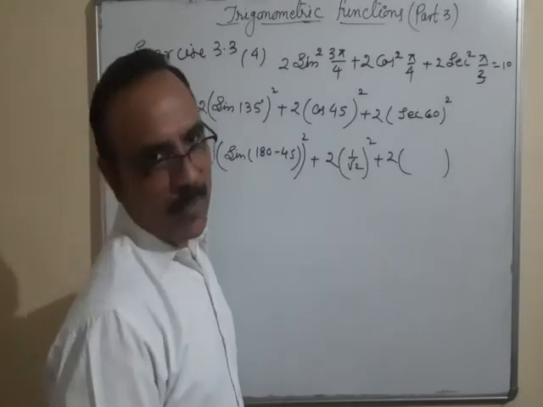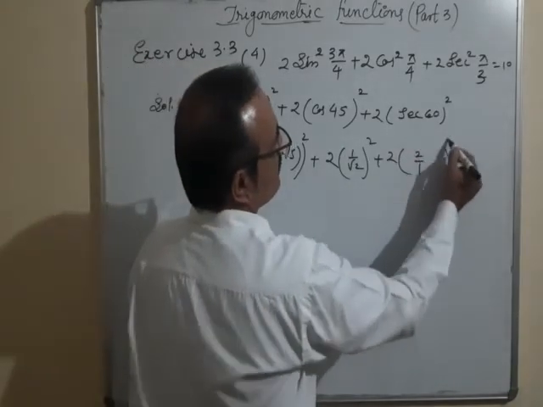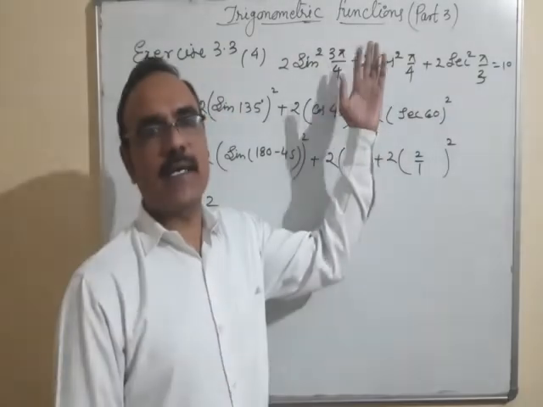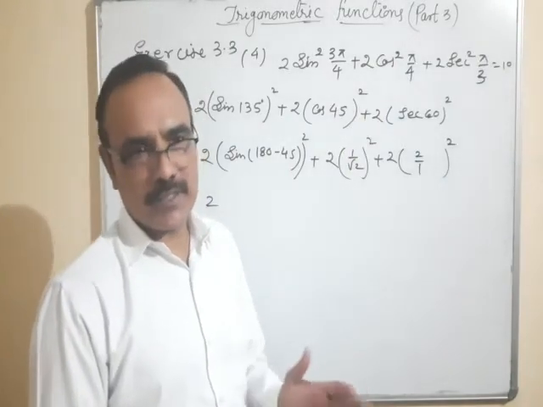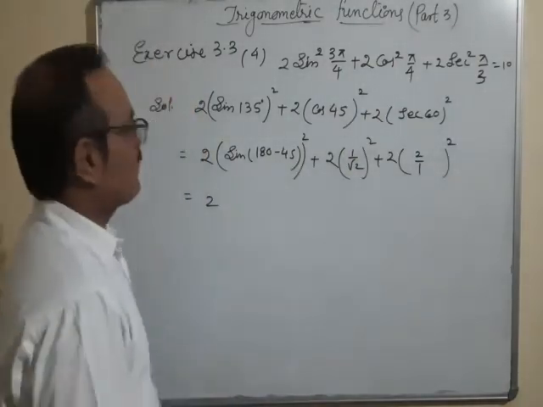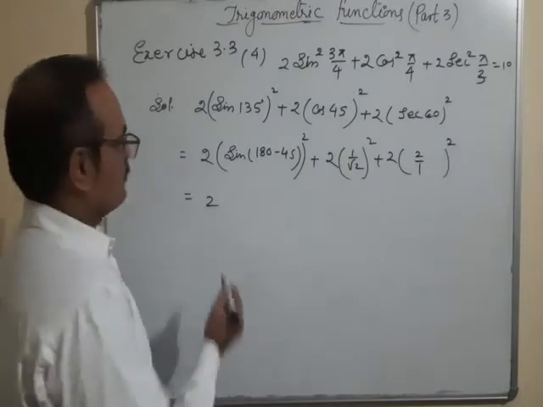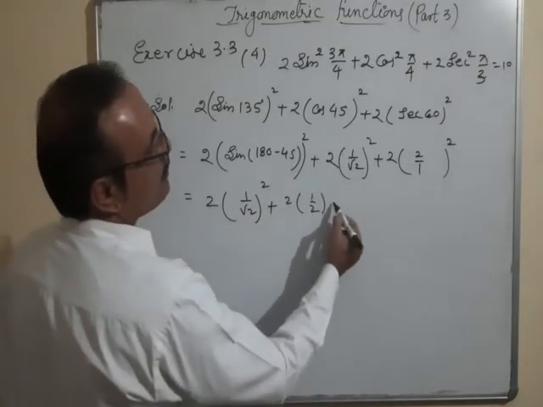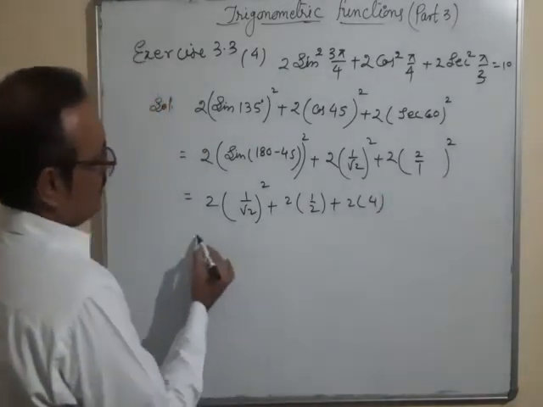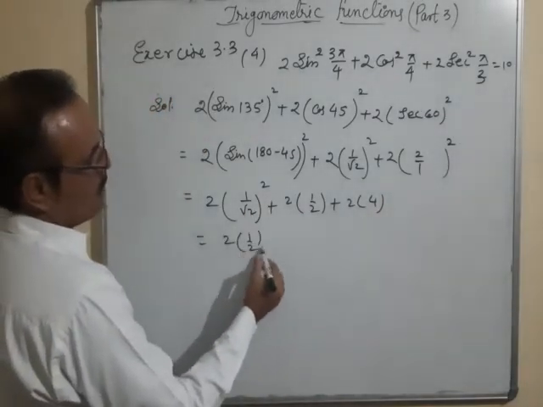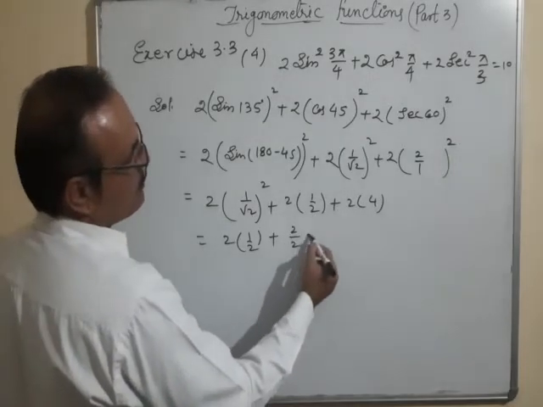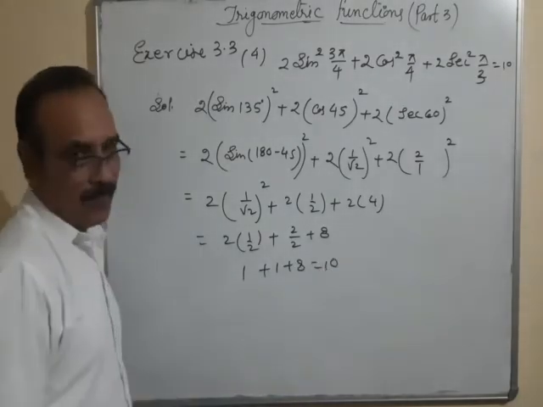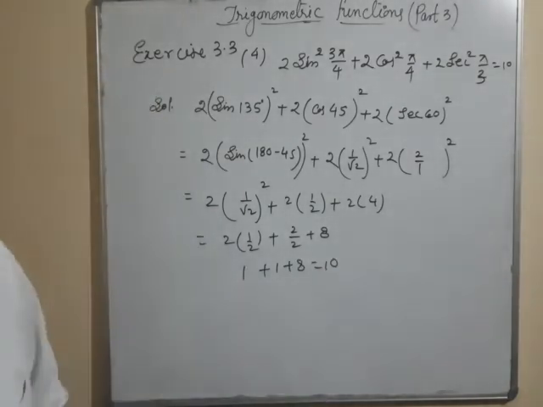What is the value of cos 60? 1 by 2, so sec 60 is 2 by 1, whole square. Sine 180 minus theta is in the second quadrant. In the second quadrant, sine and cosec are positive, others are negative. So it is sine 45, and the value of sine 45 is 1 by root 2 with positive sign, whole square, plus 2 times 1 upon 2, plus 2 times 4. That is 1 upon 2 times 2, plus 2 upon 2, plus 8. So that is 1 plus 8, the value is 10. We have proved that this is equal to 10.